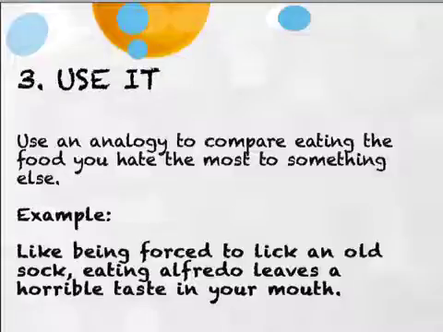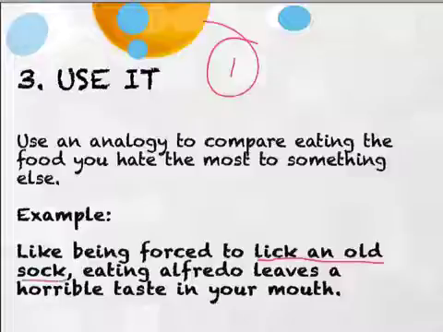So anyways, rule number 1, right? You have to compare 2 things that seem unrelated but have an interesting connection. I'm comparing licking an old sock to eating Alfredo. Well, those things definitely seem unrelated, right? So rule number 1, we're good with.